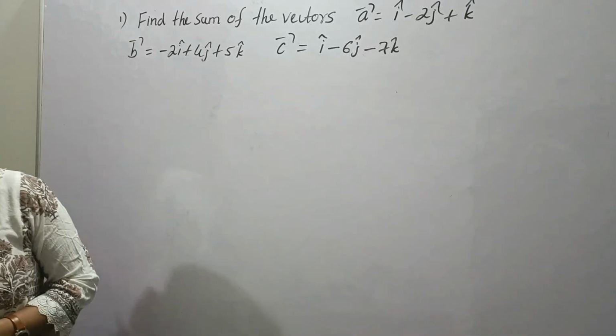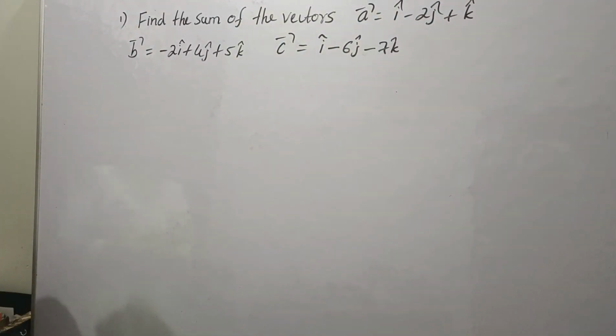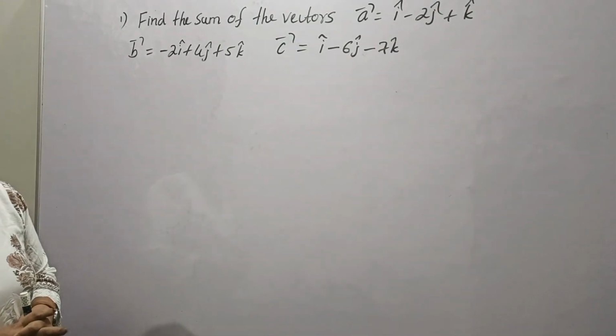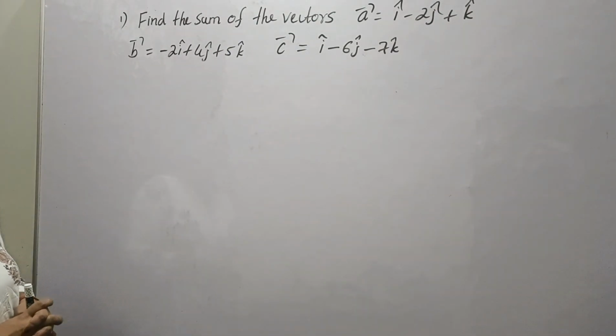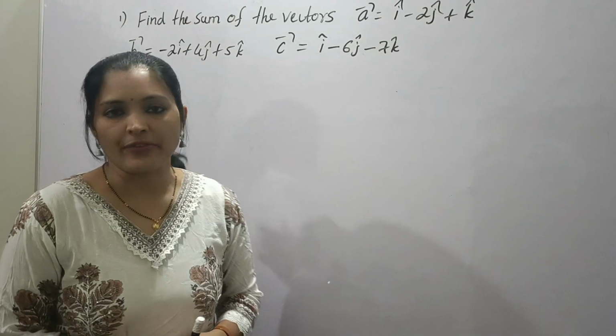Hello everyone, today we are going through some important questions of vector algebra. First question, find the sum of the vectors. Vector A is equal to i minus 2j plus k. Vector B is equal to minus 2i plus 4j plus 5k. Vector C is equal to i minus 6j minus 7k.